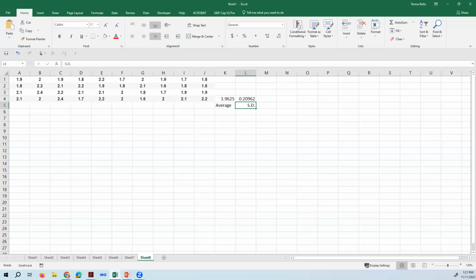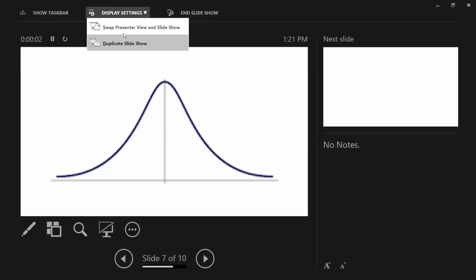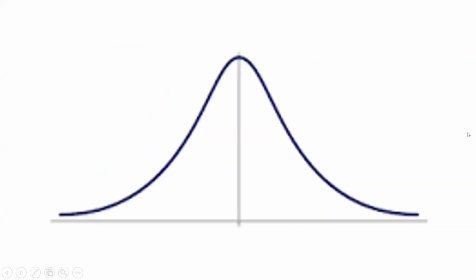All right, so I'm going to stop sharing this screen and go to one that I can draw on. We're going to draw that onto this screen. Okay, so let me make that full screen. Now I've got my full screen. I'm going to draw on here using purple to represent the process. What we know is that the mean of our process is 1.9625, and that one standard deviation is 0.20962.